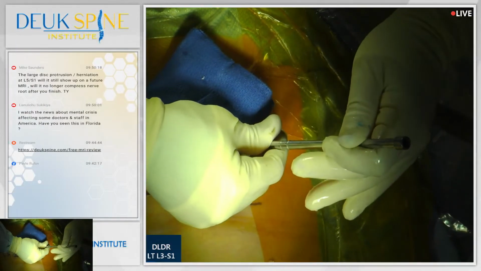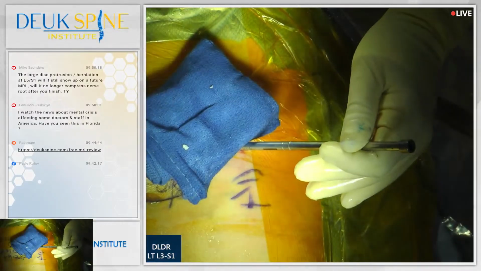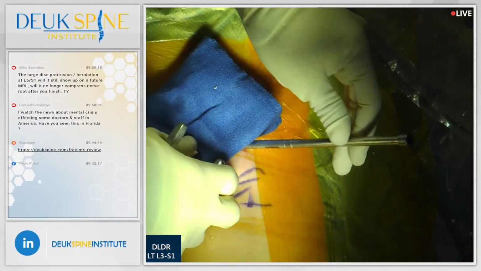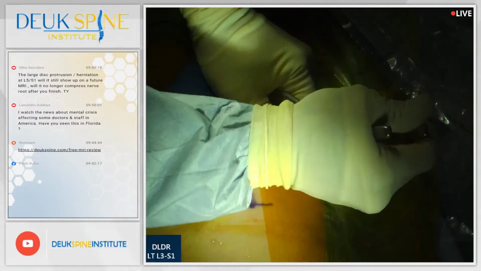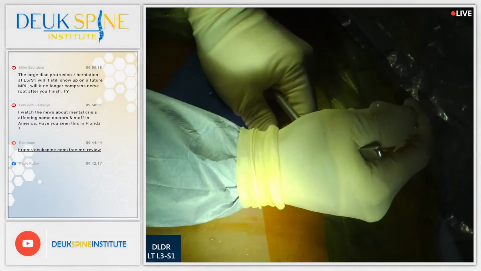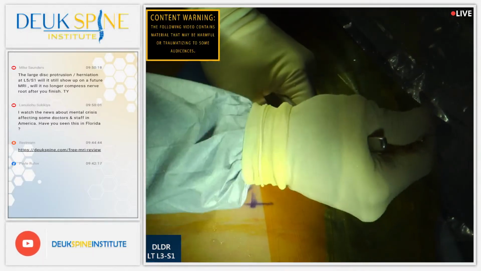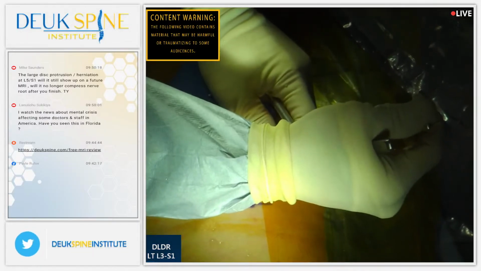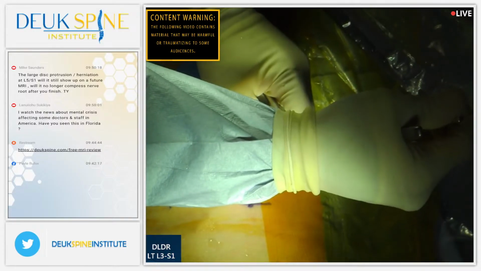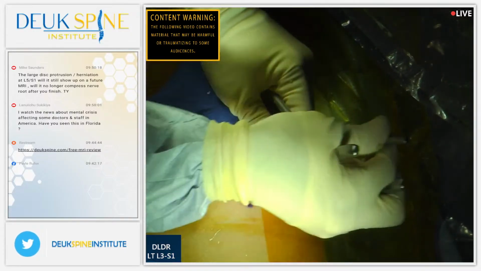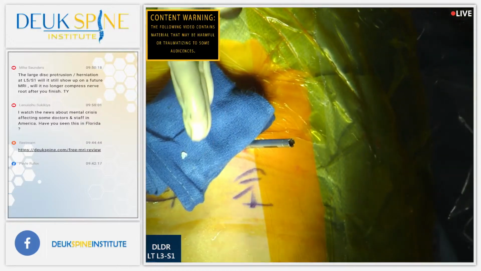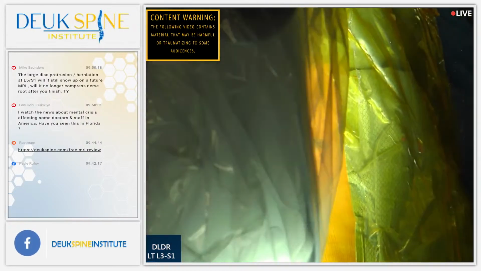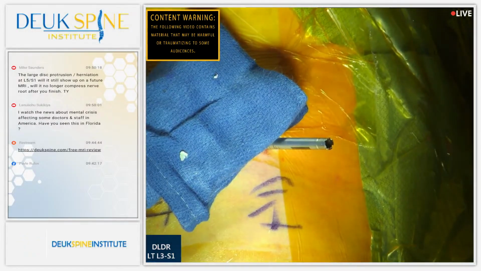All right, welcome back. We are advancing our dilator into the L5S1 disc. I think we're good. Keep going. A little more. A little more. I think we're inside. Yeah, we're good. So we just placed the tube into the L5S1 disc. We've completed 2 disc repairs. We've got 1 more to go. This is the most painful disc.